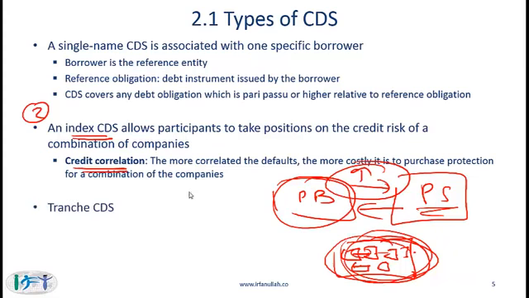The third type of a CDS is called a tranche CDS, and the curriculum points out that we don't really need to study this, but very simplistically you can imagine that a tranche means a slice. So just like we talked about tranches in fixed income, there would be some concept of slicing payments with a CDS, but this is not within the scope of our particular reading, so don't worry about this.